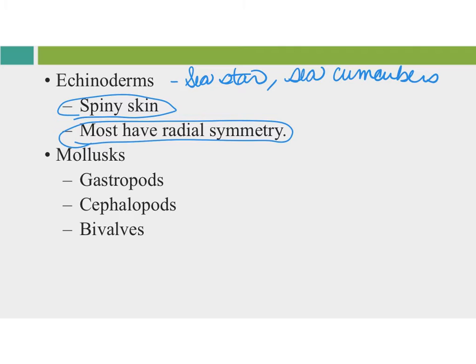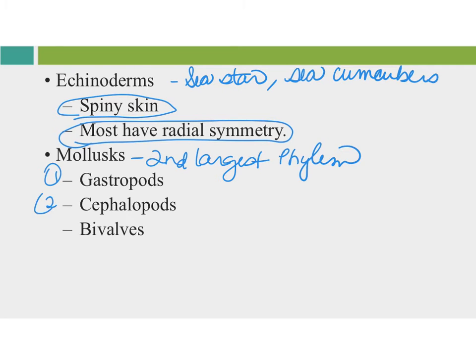Then we have mollusks. Mollusks are actually the second largest phylum in the classification world of invertebrates. So mollusks include three major groups. Number one is gastropods, number two is cephalopods, and number three are bivalves. And if you look at your book on page 202, you will also see that gastropods include snails, sorry about my writing there, and slugs pretty much.